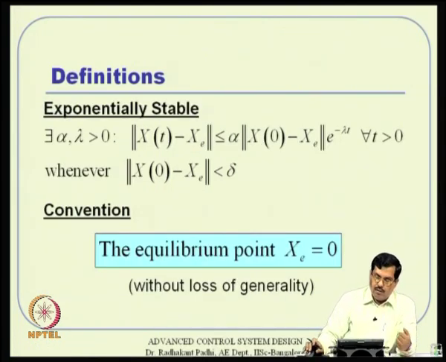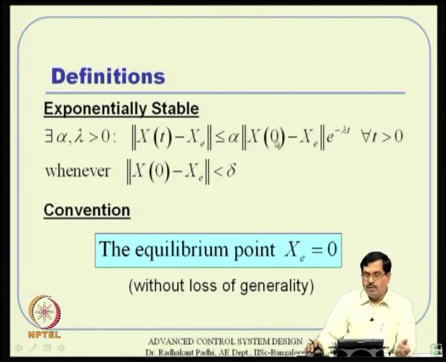Then there is a stronger notion called exponentially stable. Here we are worried not only about it going to 0, but about it going to 0 at an exponential rate of decay. What does that mean? That means there will exist some alpha, lambda greater than 0, such that this particular relationship will always be satisfied. And remember, this is the deviation of your initial condition from the equilibrium point. All these double bars are norms, and norms are nothing but distances.